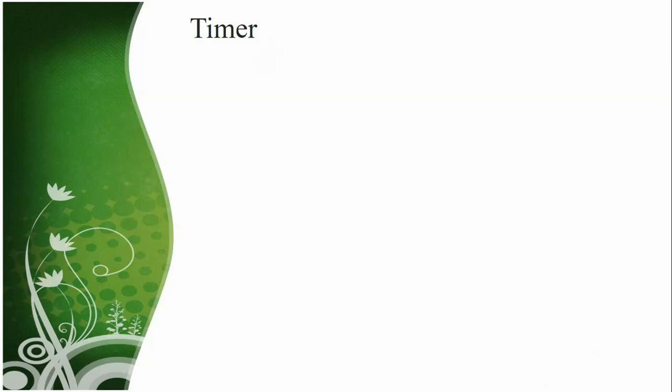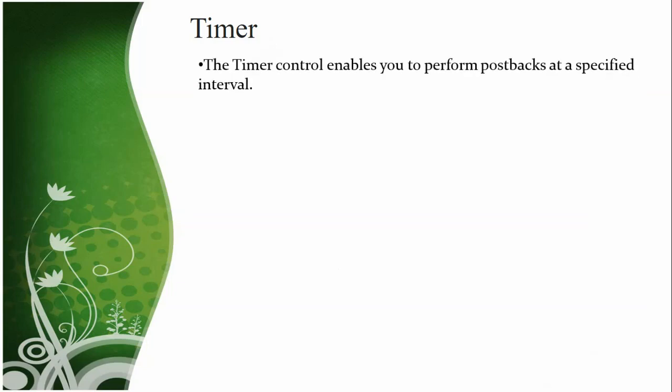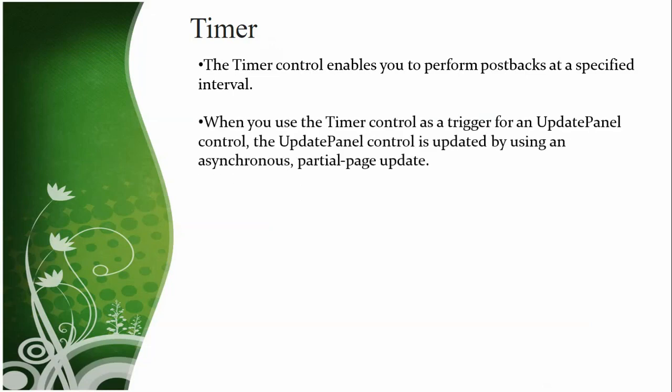Just think of your mail. In the background, after 10 seconds, Gmail calls the server and says, do you have any new mail? If it has, it gives you that. Otherwise, nothing. Please remember that's a timer. The timer control allows you to perform a post back at a specified interval. Please remember that. When you use the timer control as a trigger, a keyword I'm putting once again, trigger, the update panel control is updated by using an asynchronous partial page update.